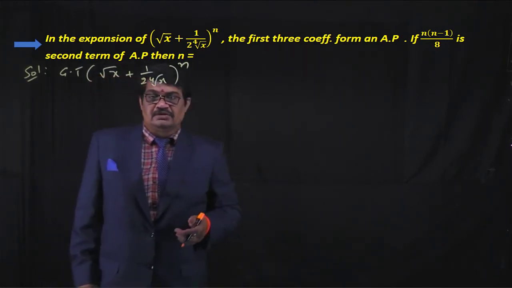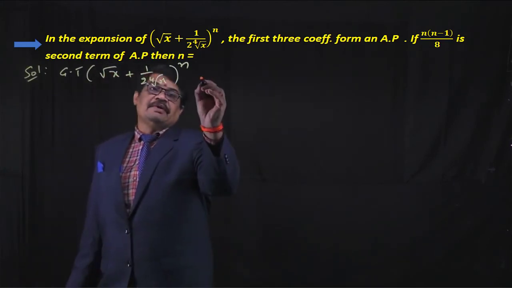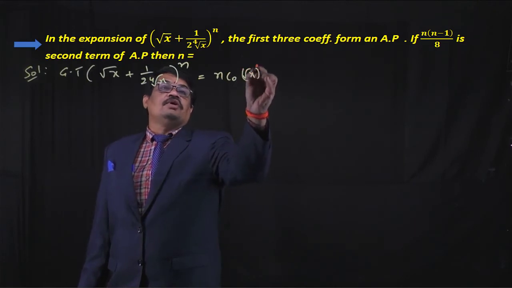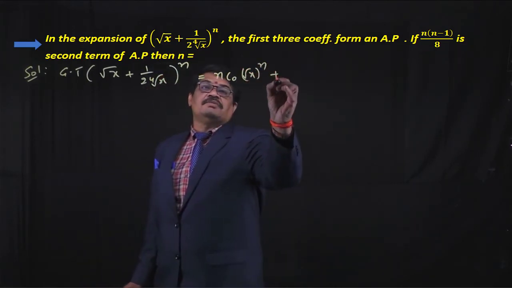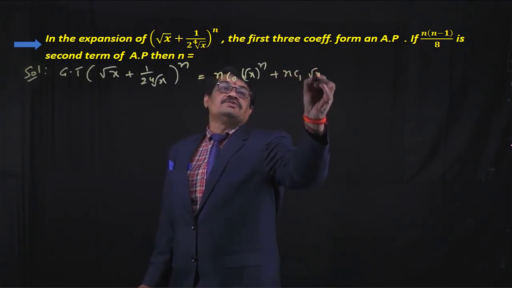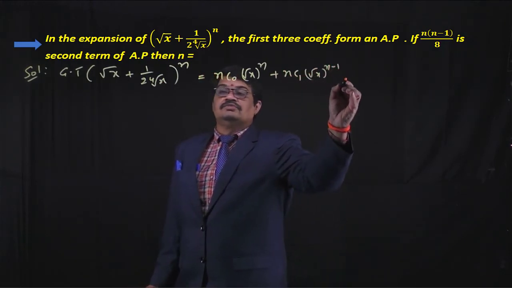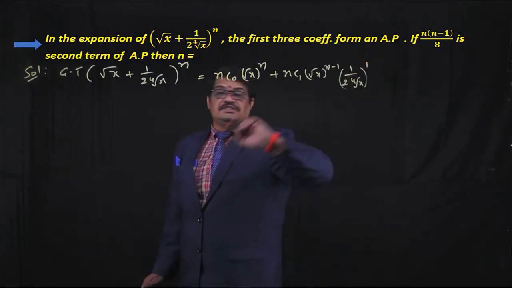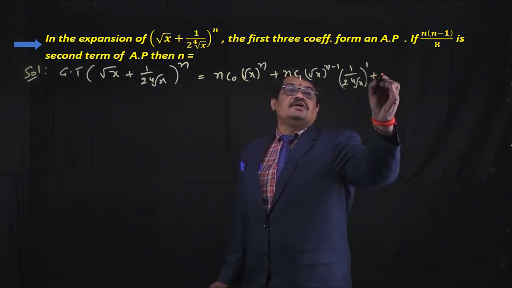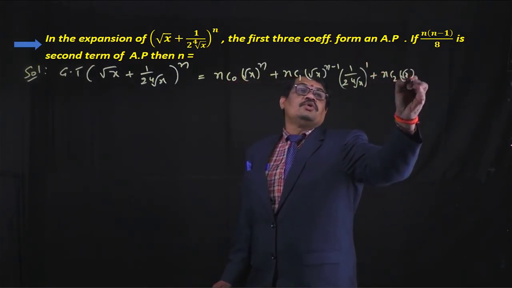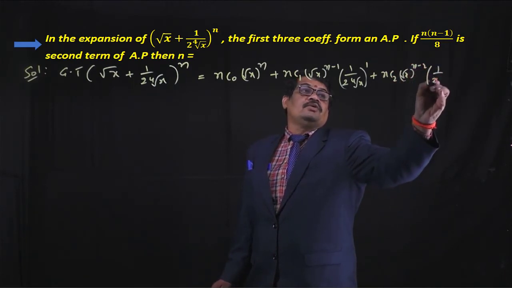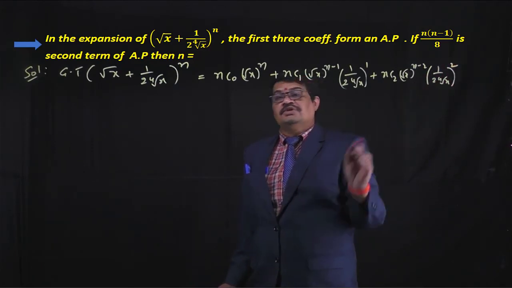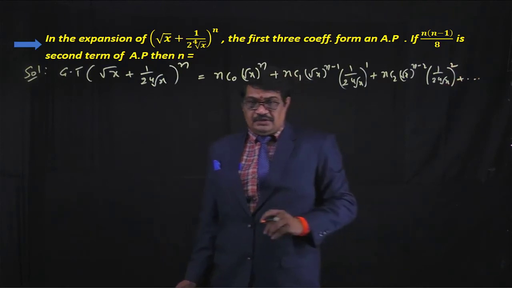Now what are the first three terms? We are expanding this one, that is nC0 root x whole to the power of n, that is the first term. The next term is nC1 (root x) whole power n minus 1 into 1 by 2 into 4th root x whole power 1, that is the second term. Next, what is the third term? That is nC2 (root x) whole power n minus 2 into (1 by 2 into 4th root x) whole power 2. So these are the three terms.